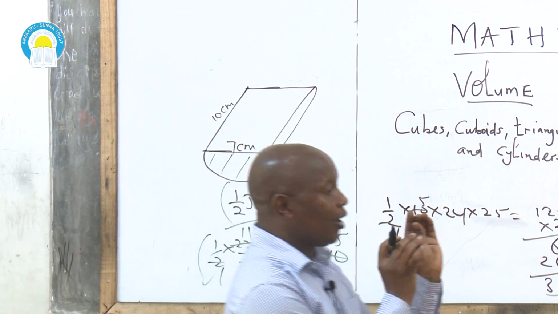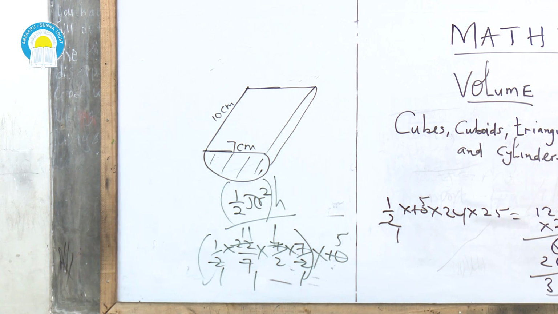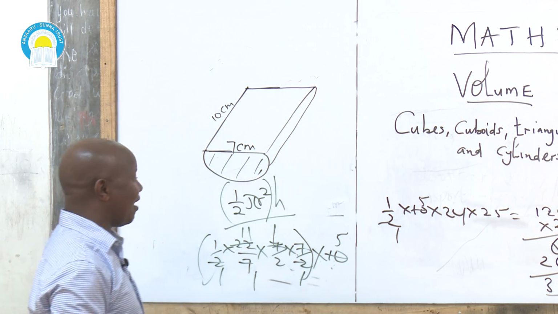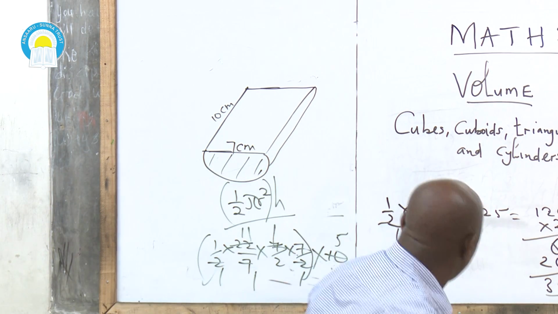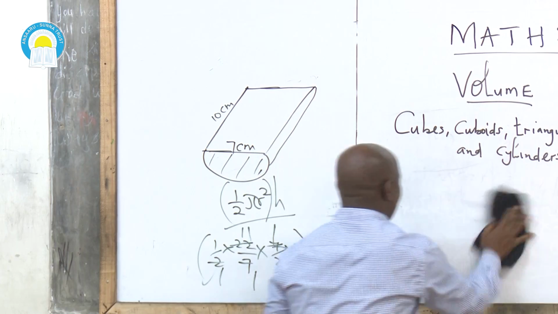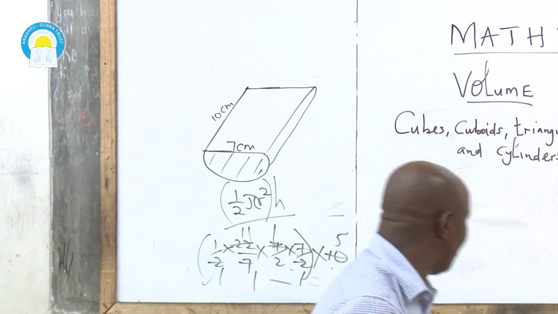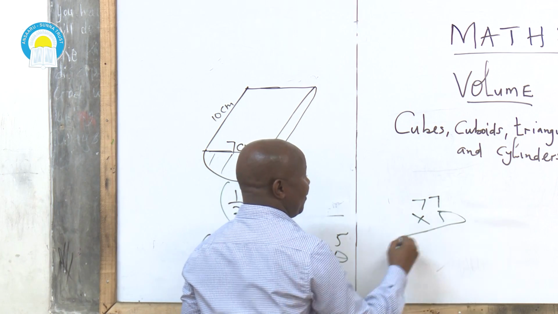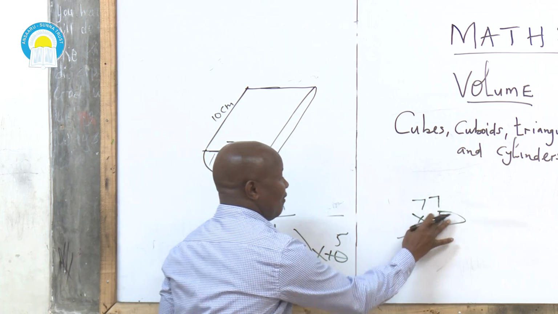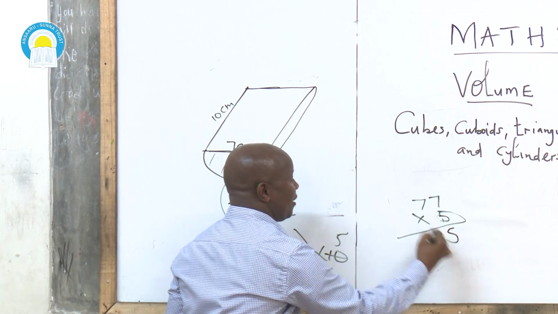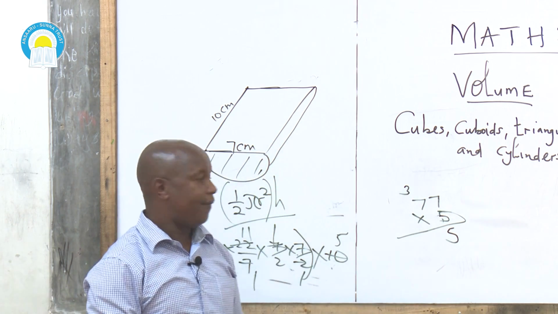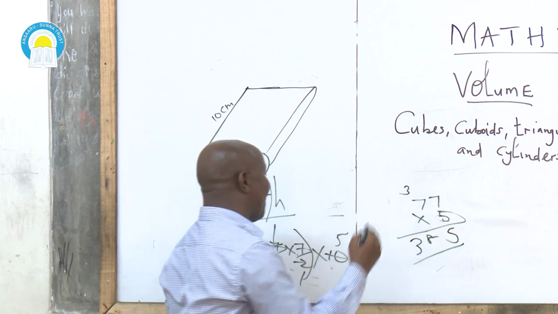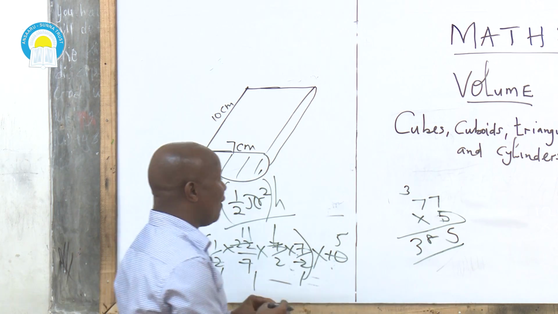What do you do? You multiply the numerators and you divide by the denominator. In our case here, we have 11 multiplied by 7, which is 77. Then you multiply 77 by 5. Class, 5 times 7 is 35, so you write 5, you carry 3. 5 times 7, 35, you add 3, you get 385. Then we have over 2 now.